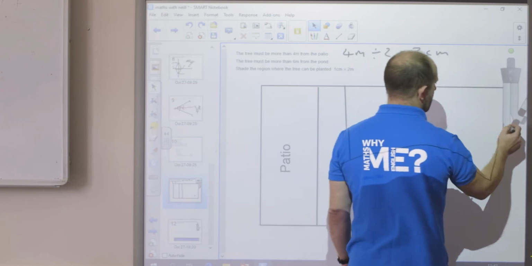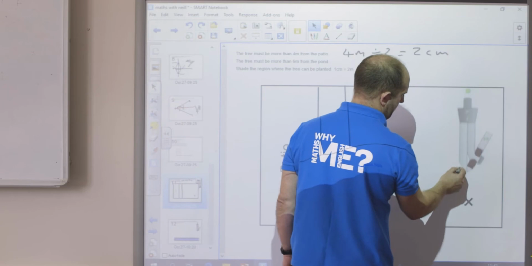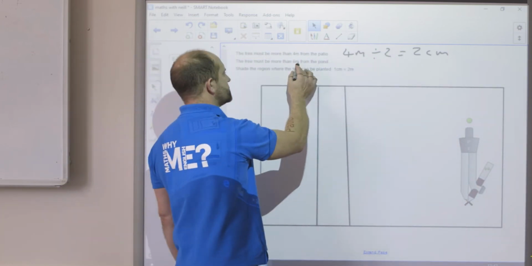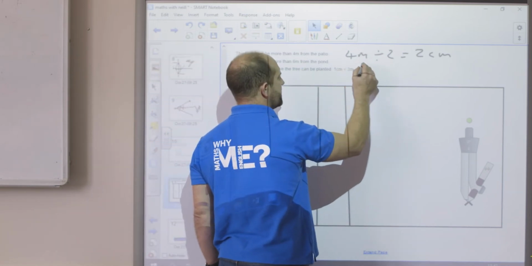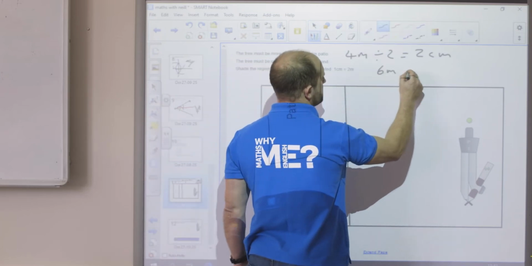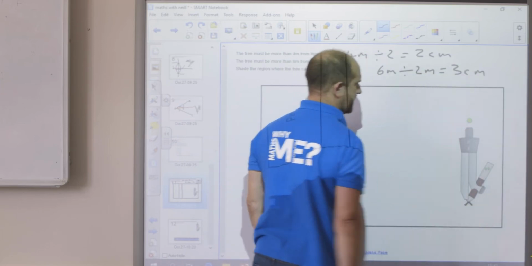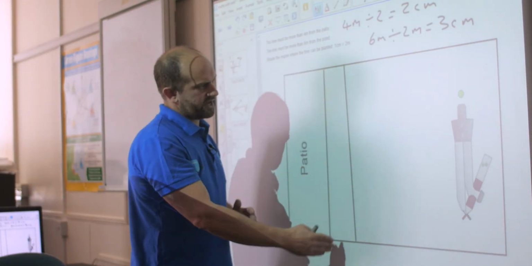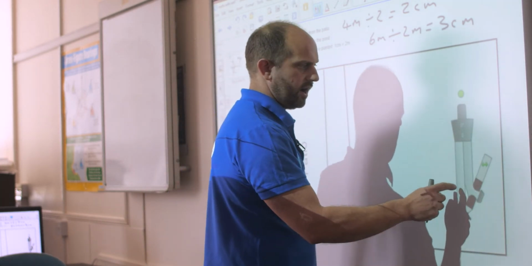The next thing I'm going to do then is I'm going to take my compass and I'm going to open him up to 3 centimetres because I know then that the tree must be 6 metres from the pond. So 6 metres divided by 2 metres equals 3 centimetres on this particular drawing. So when I've got a point like this, I'm going to draw a straight line. When I'm going from a known point here, I'm going to be drawing an arc.